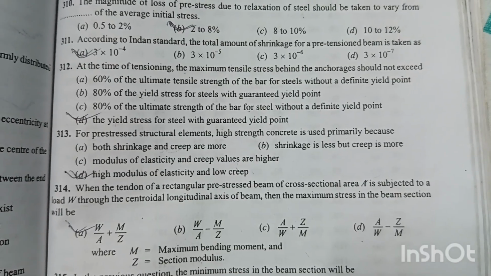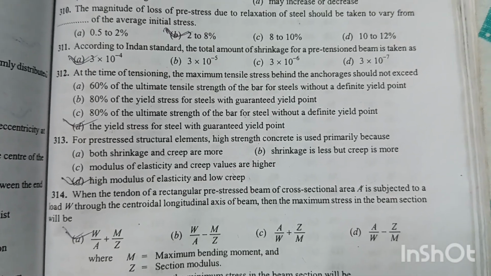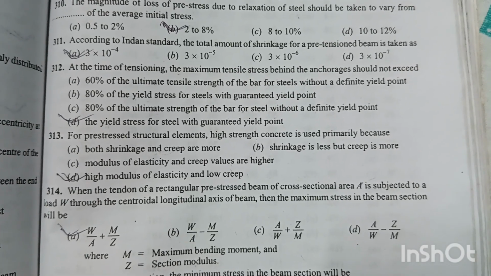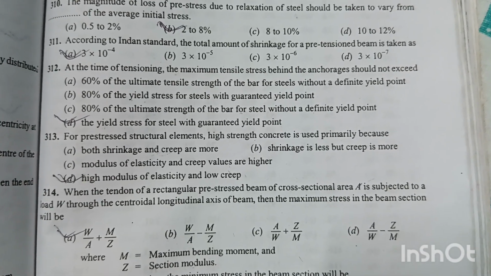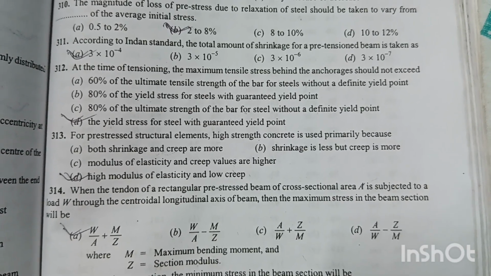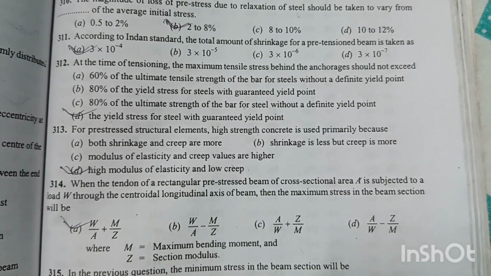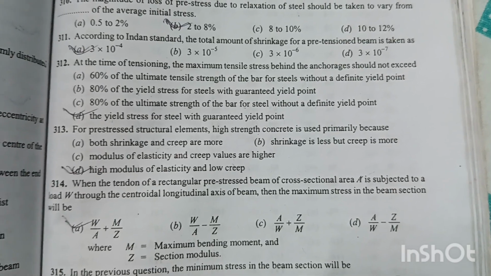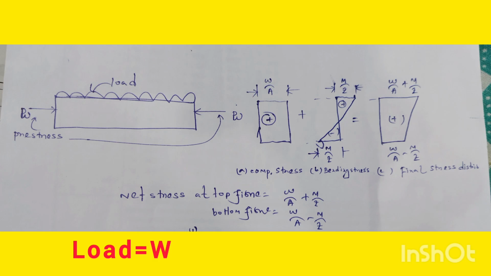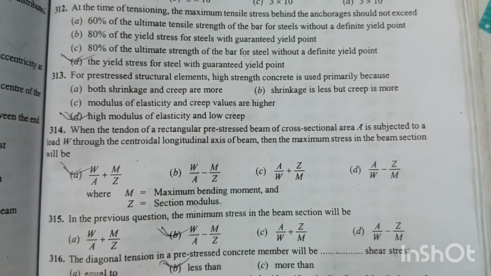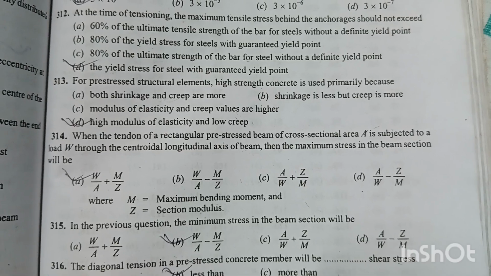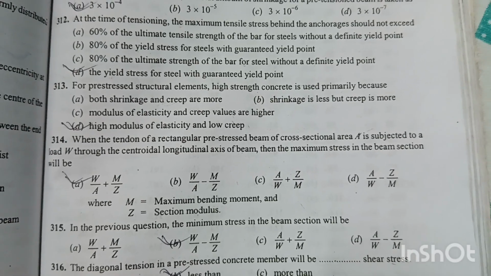Question number 314. When tendons of a rectangular pre-stressed beam of cross-sectional area A is subjected to a load W through the centroidal longitudinal axis of the beam, then the maximum stress in the beam section will be. Option A is the right answer, W by A plus M by Z, where M is the maximum bending moment and Z is the section modulus. Question number 315. In the previous question, the minimum stress in the beam section will be. Option B is the right answer, W by A minus M by Z.